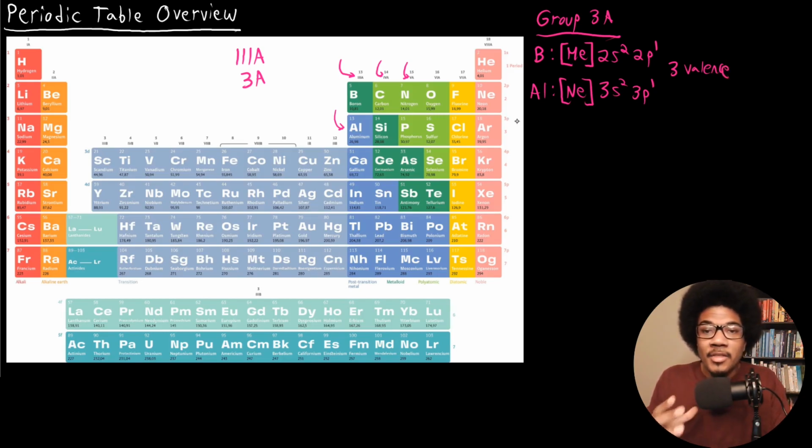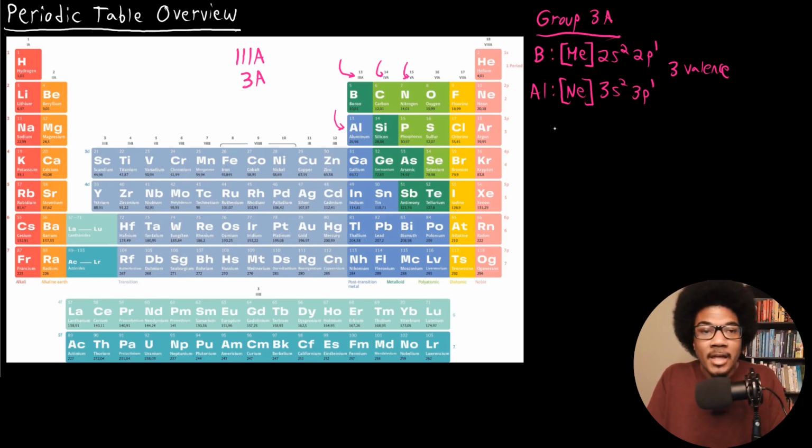These 3 valence electrons are a staple of all of the atoms that are in this group: everything from boron to gallium to indium to thallium. All of these atoms will have 3 valence electrons, and that puts them in group 3A.